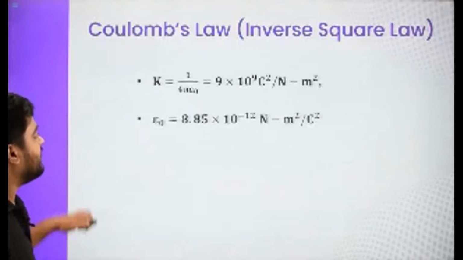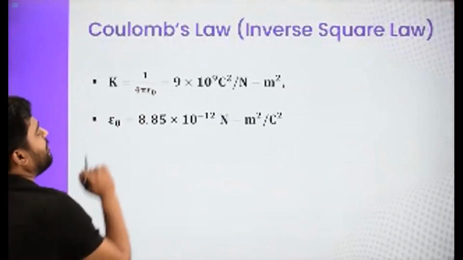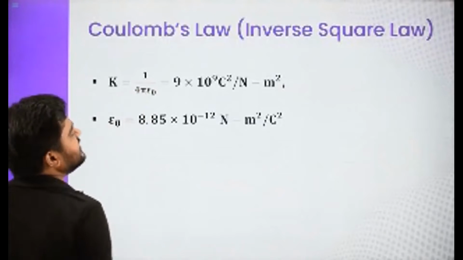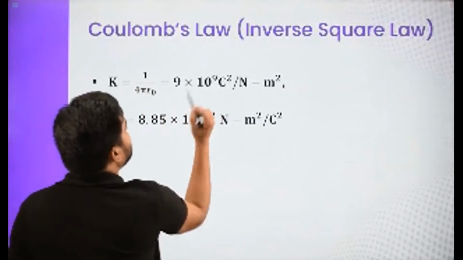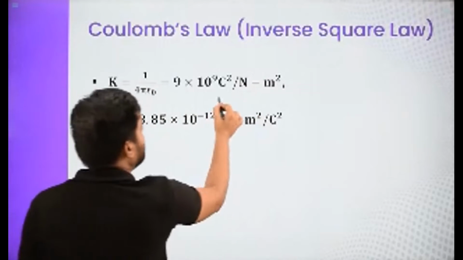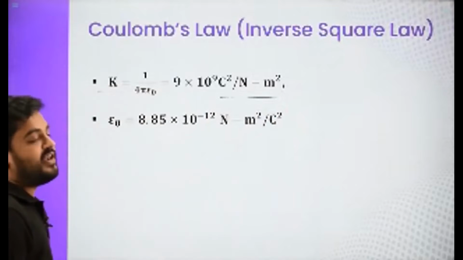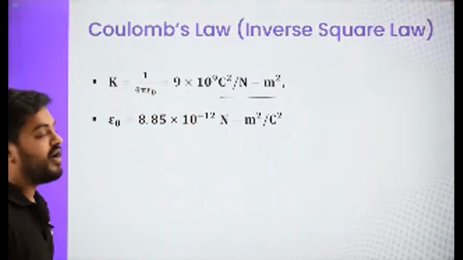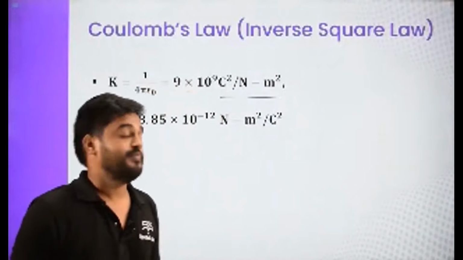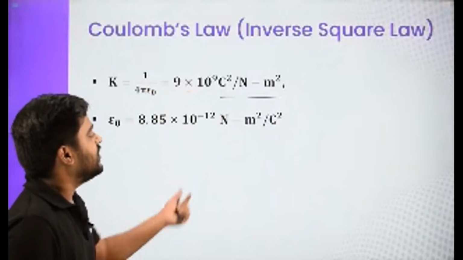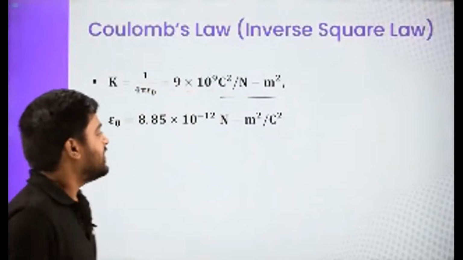Now, if we get the values, then K, which is 1 upon 4 pi epsilon naught, you need to remember this value, and this value is nothing but 9 into 10 raised to power 9 Newton meter square per Coulomb square. The unit I will come back to. And what is epsilon naught? Epsilon naught, that is the permittivity of vacuum, comes to be 8.85 into 10 raised to power minus 12 Coulomb square per Newton meter square.